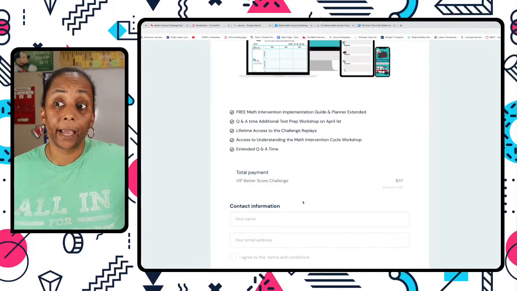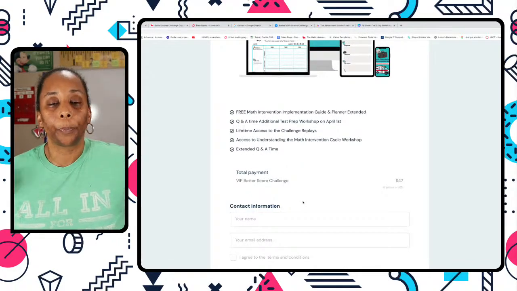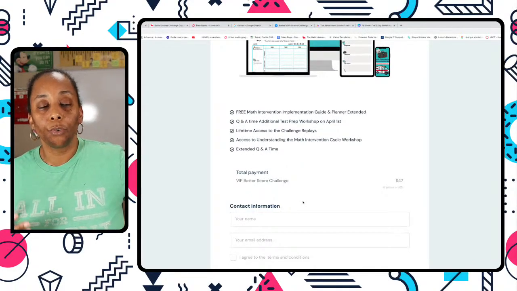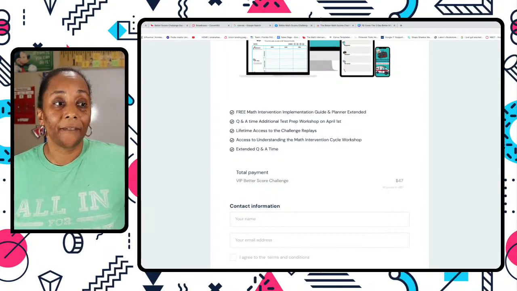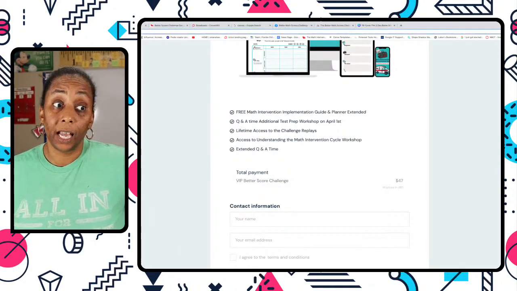Also, you'll get access to the Understanding the Math Intervention workshop and the Math Intervention Cycle workshop, and have lifetime access to that. It's about getting you prepared for the next school year because with the COVID gaps, and I'm not immune to it, we're having those issues with these huge gaps. I've seen an uptick in math interventions and still trying to close these COVID gaps that the students have in addition to the gaps that they already had.